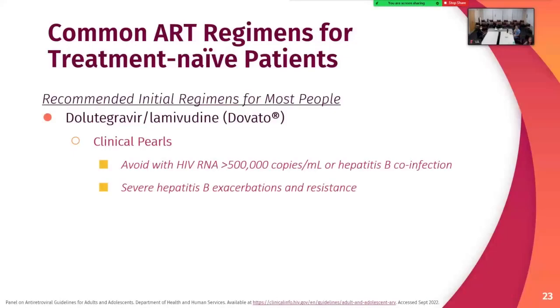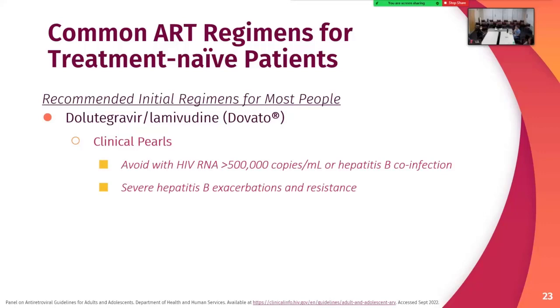And then moving into our 2-drug regimen, Dovato, so that's going to be dolutegravir and lamivudine. It should only be used in patients with an HIV RNA viral load of less than 500,000, and they shouldn't have a hepatitis B co-infection because it can cause severe exacerbations and resistance, because we only have that lamivudine, which has some hepatitis B activity, but not enough to really treat our hepatitis B or keep it at bay.